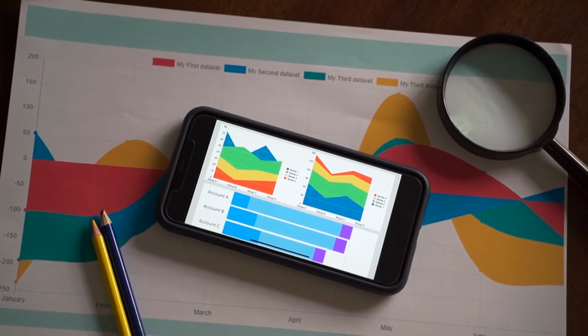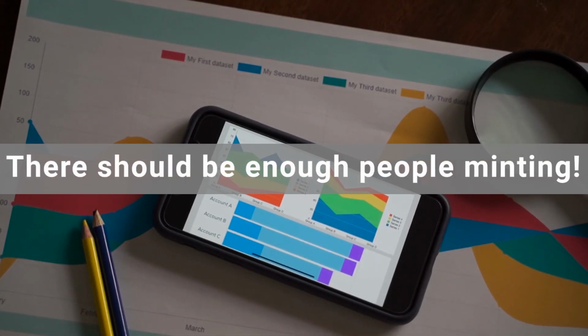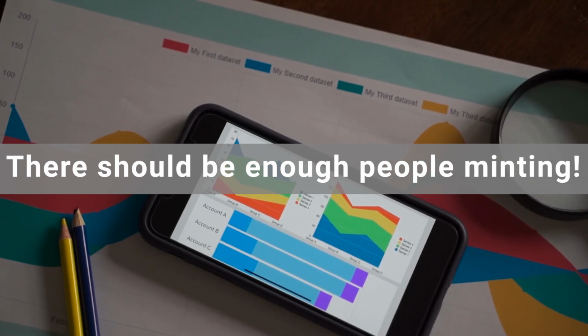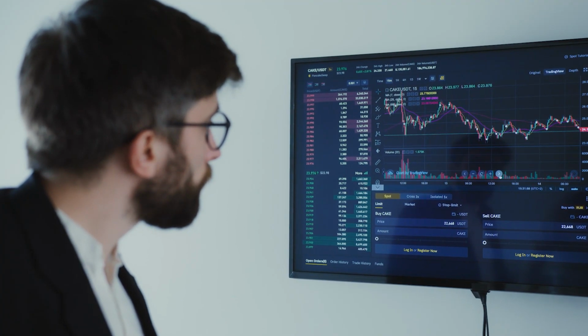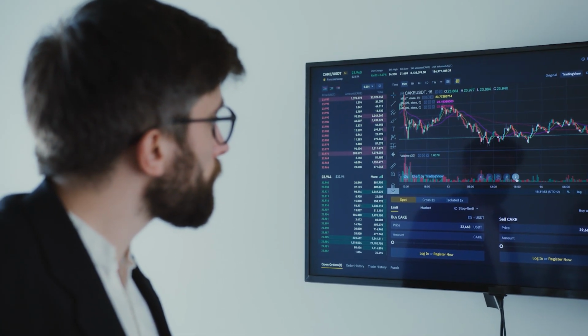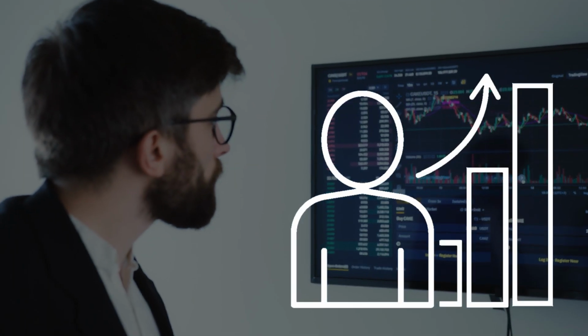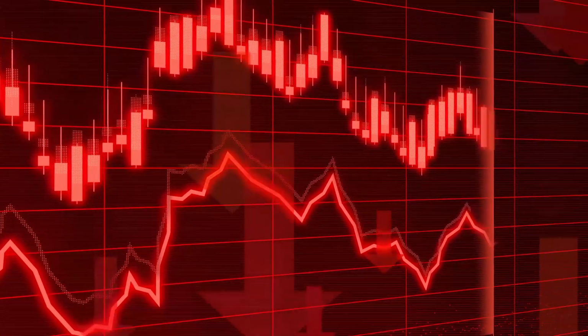Of course, this will all depend on the minting performance of the protocol. For the APYs to be maintained, it means there should be enough people minting at least 200 TIME tokens worth every day. Now, if minters mint more value than 200 TIME tokens, then there would also be an increase in APY. Of course, its opposite would also be true.